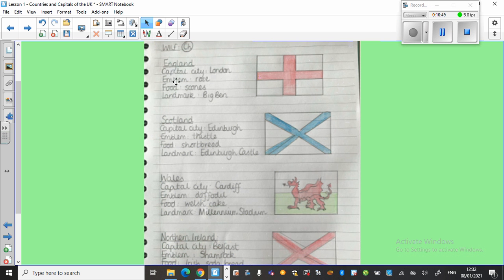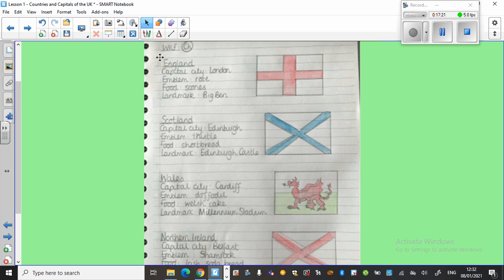So I've got England at the top. I wanted to get challenge today. So remember, challenge was being able to say the countries, their capitals, and the flag. That was gold. But then a couple of extra pieces of information, a couple of key characteristics gave me challenge. So what I've done is I've listed the country, its capital city, and its emblem. So the little picture that represents that country. A food that goes with that country, and a landmark. And by doing that for each country, I've managed to get challenge.